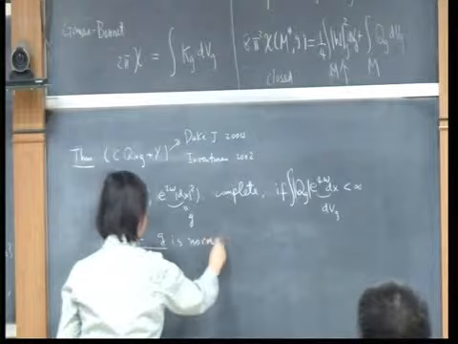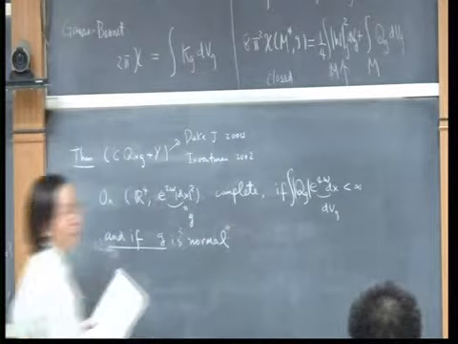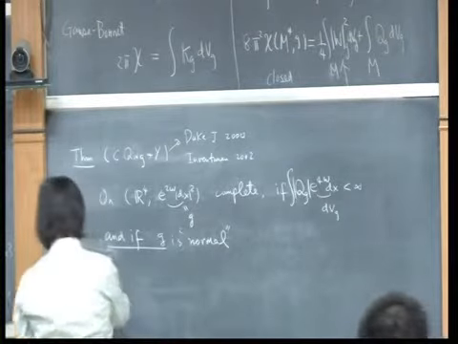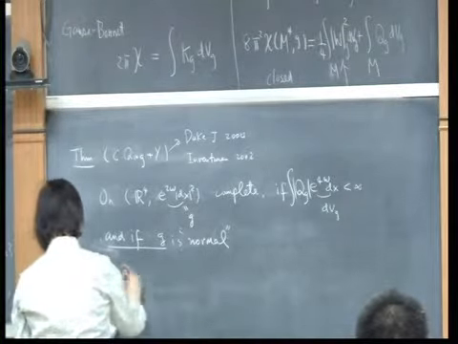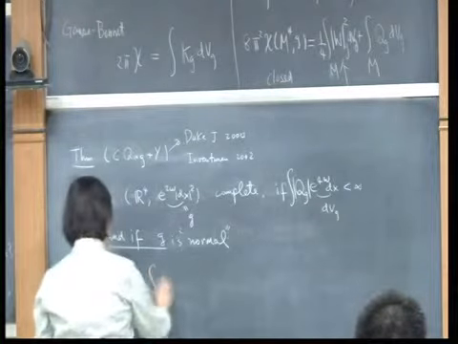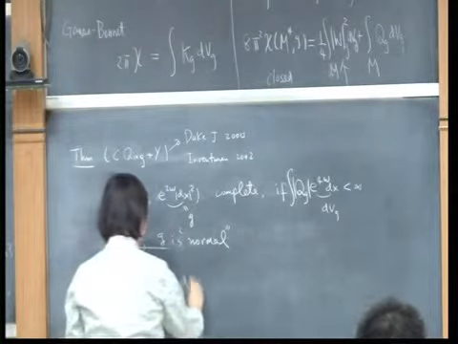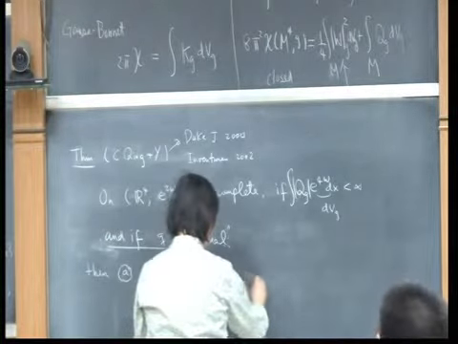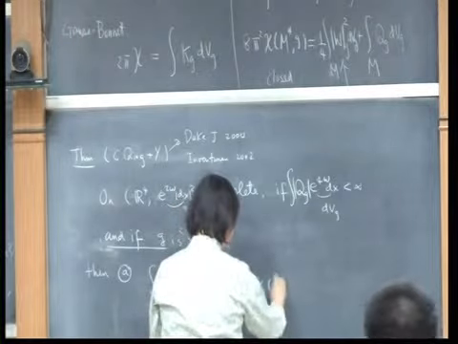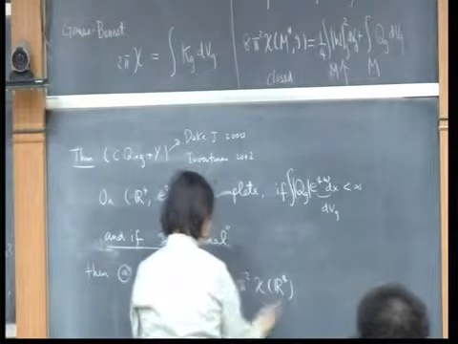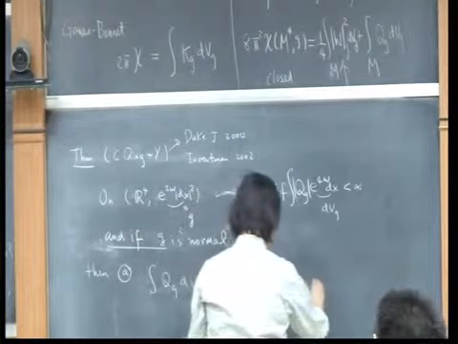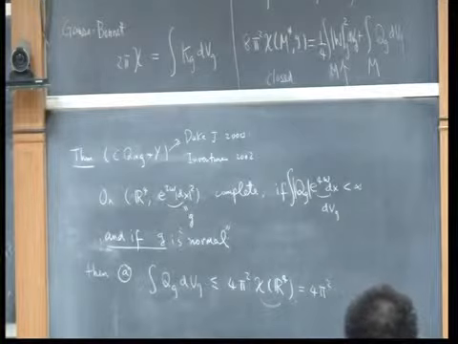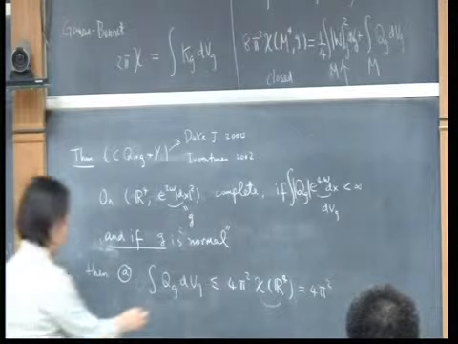I'm going to explain what that means. I'm going to explain this additional assumption. It's normal. And then we have the following thing. First, this integral of Q_g dV_g is less than or equal to 4 pi squared times the Euler characteristic of R4. And in this case, this is equal to 1, so it's equal to 4 pi squared. Okay. So we have a bound of the integral of Q_g dV_g.